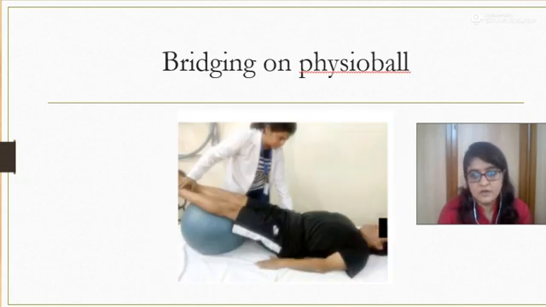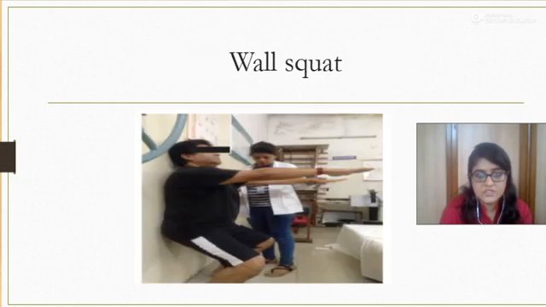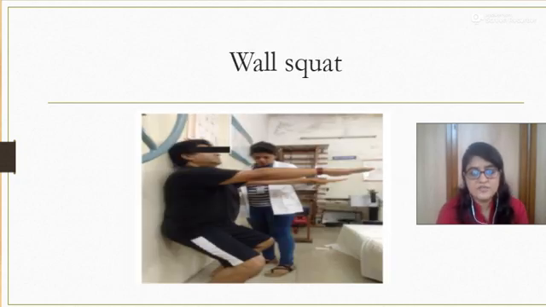This is the patient doing bridging on the physioball. So first we have to do normal bridging, and then this is the progression which is shown in the picture, that is bridging on the physioball with hold and without hold, cat and camel stretches, wall squats. Here the patient has to tuck in the stomach and then do the wall squats till the mid range. This is a supine twist, that is the pelvic rotations. So all these exercises can be taught to the patient, and he has to follow the same protocol even at home.